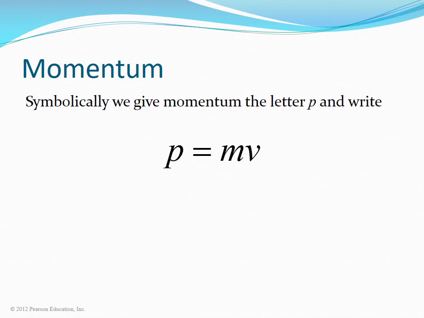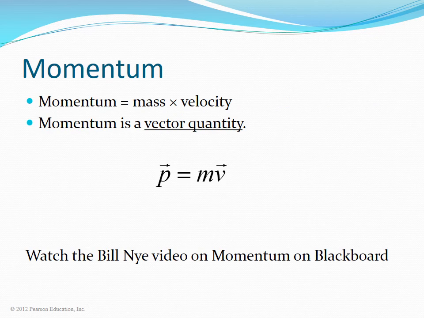Symbolically, we give momentum the letter p and write p equals m times v, where m is the mass and v is the velocity. The equation illustrates that momentum is directly proportional to an object's mass and directly proportional to the object's velocity. Like velocity, momentum is a vector. Mass is a scalar and velocity is a vector. Momentum, therefore, is a vector quantity. Momentum then has the same direction as the velocity. It is a scaled version of the velocity v.